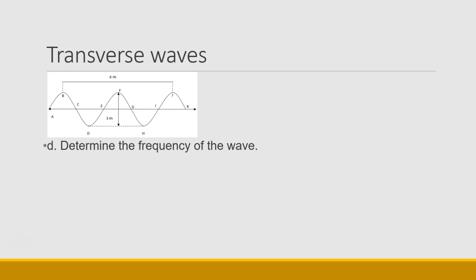Determine the frequency of the wave. Well, now that we have the period of the wave, we can use a calculation to determine the frequency. Frequency is 1 over period, which is 1 over 0.2, which is 5 hertz.